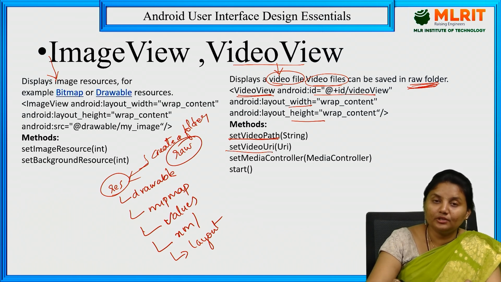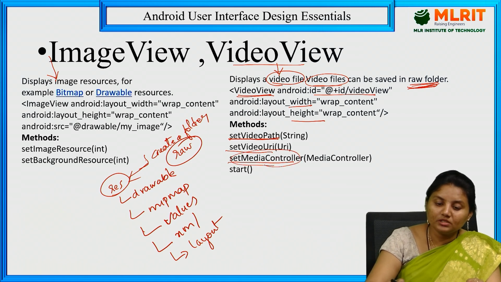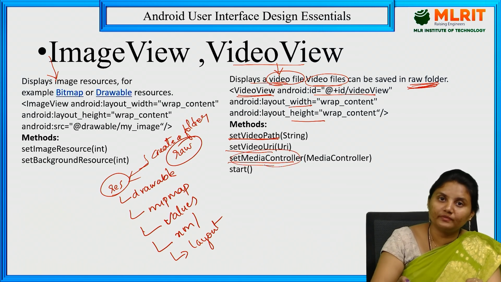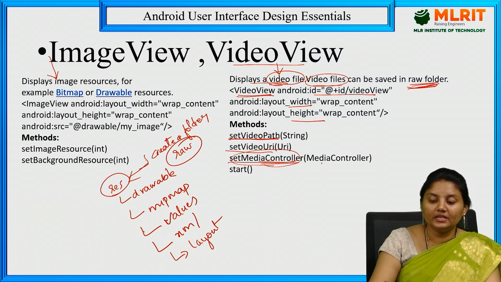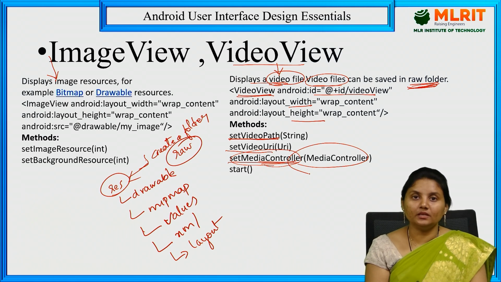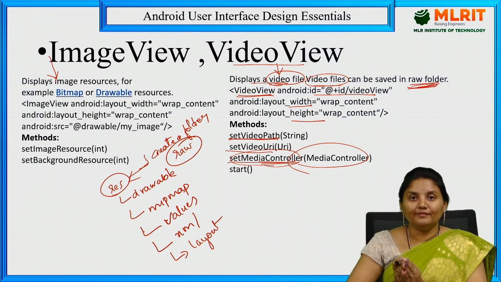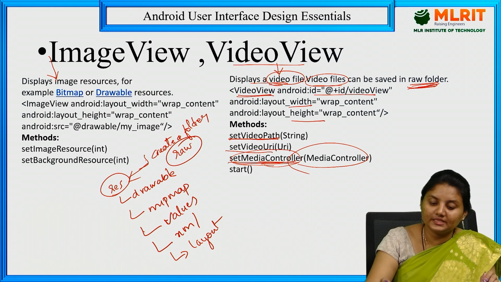Then set video URI and set media controller. Media controller we are giving because we are using MP4 here. Video means MP4, right? So media controller is a class, this interface will be acting to extract all the video files like MP4 files, okay. That is why we are using set media controller.